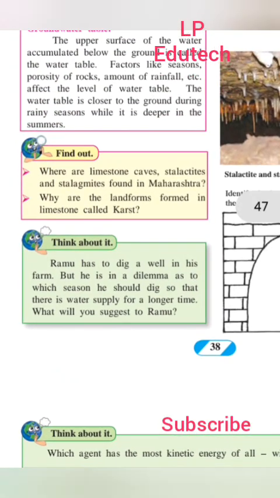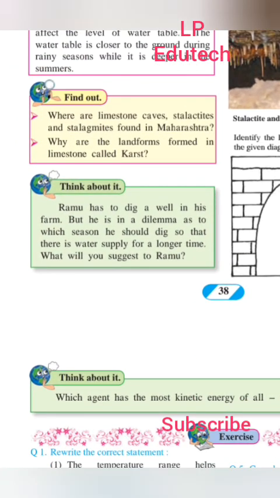Now let us continue with the same chapter. Find out, where are limestone caves, stalactites and stalagmites found in Maharashtra? This type of cave is found at Kaner Plateau in Ahmednagar district in Maharashtra. Second question, why are the landforms formed in limestone called karst? Answer is, the karst is a limestone region located near the Adriatic Sea. Many landforms formed in limestone are found in this region. These landforms are studied on a large scale. Therefore, the landforms formed in limestone are called karst.